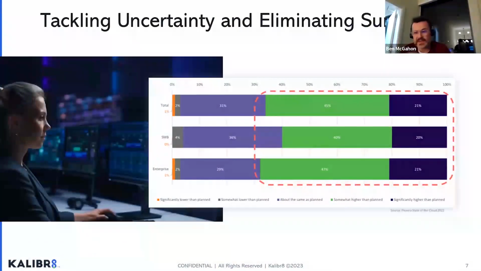And then if we look at what's happening in terms of their growth within the cloud, at SMB level and enterprise level, but I think the SMB level is really interesting, 60% have grown significantly higher or somewhat higher than planned in the cloud. So we really are beginning to see extensive growth in cloud usage across all types of enterprise.